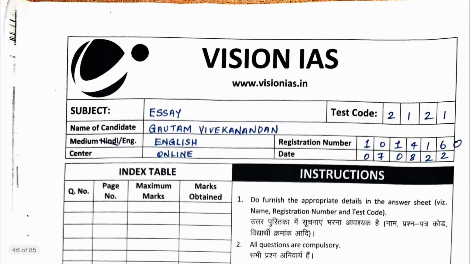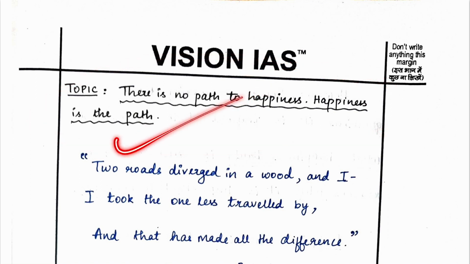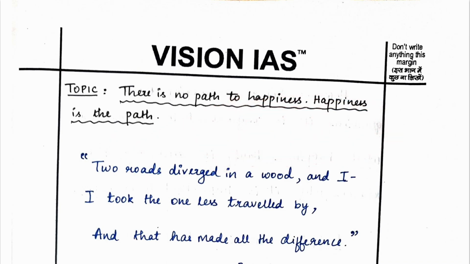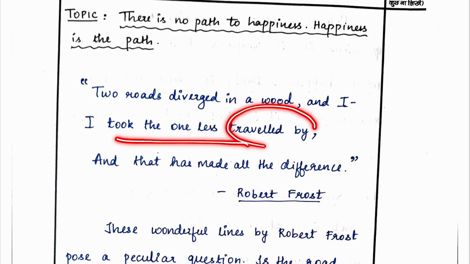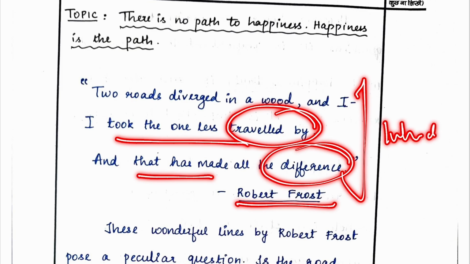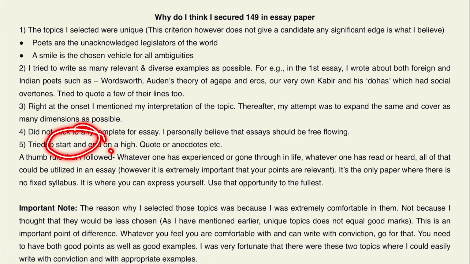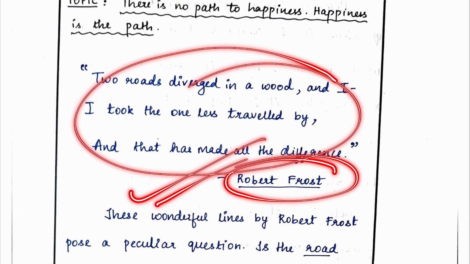So now let us see how Gautam Vivekanandan has written this essay. There is no path to happiness and happiness is the path. And this topic has been asked by UPSC in the 2024 essay paper. So let us see how he is introducing. Two roads diverged in a wood and I took the one less traveled by, and that has made all the difference. Robert Frost. So he has introduced his essay on a high note, that is using a quote. So he said that I try to start on a high note using a quote or anecdote. So here in this essay topic he is using the quote of Robert Frost.